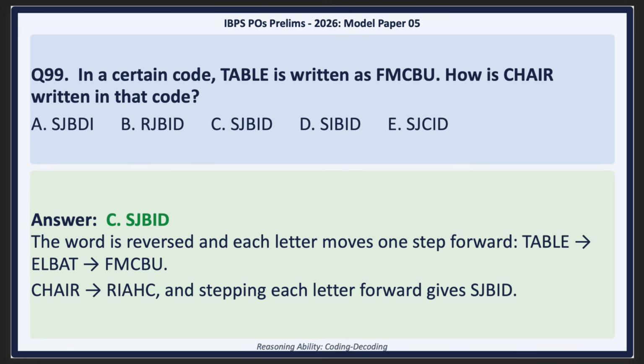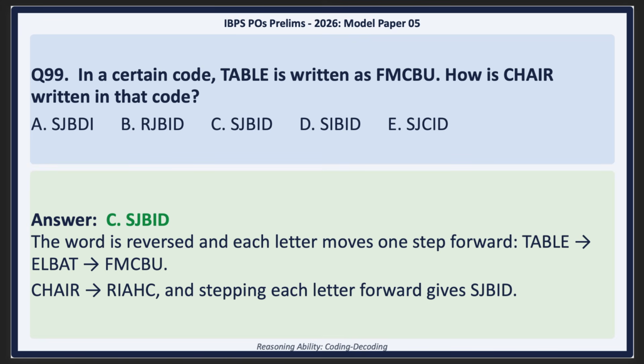Okay. The trick here is twofold. First, reverse the whole word table backward to get E-L-B-A-T. Then shift every single letter just one step forward in the alphabet. E becomes F, L becomes M, B becomes C, A becomes B, T becomes U. That gives you FMCBU. That is devious.